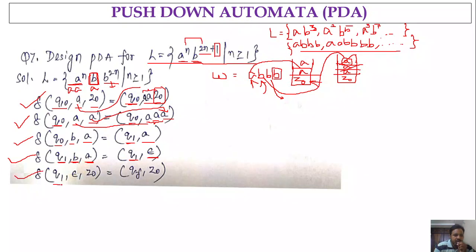So in q1, if we get epsilon as an input symbol and the top of the stack is z naught, then we will go to the state qf and we are going to push z naught onto the stack. Okay, so this is how we could implement this pushdown automata for the given language properties.